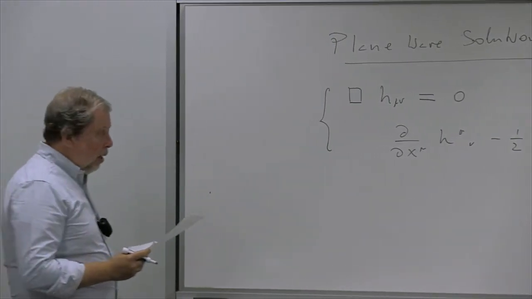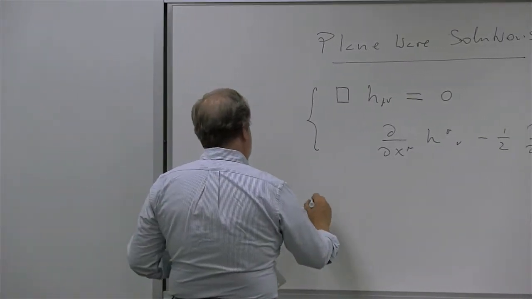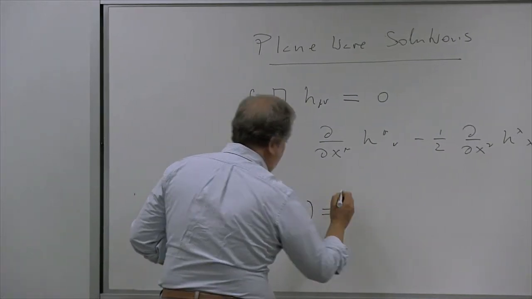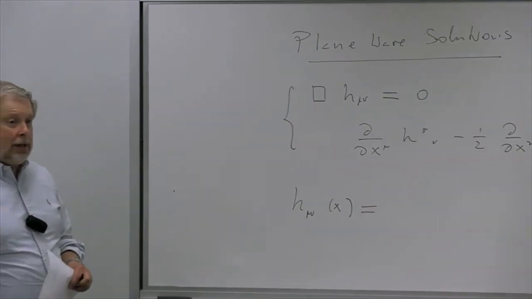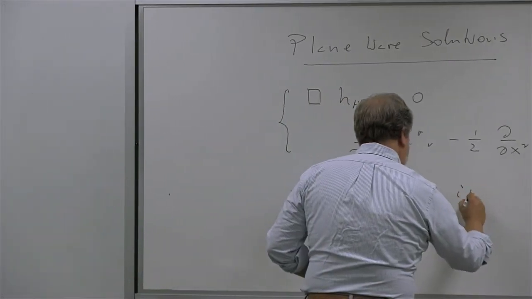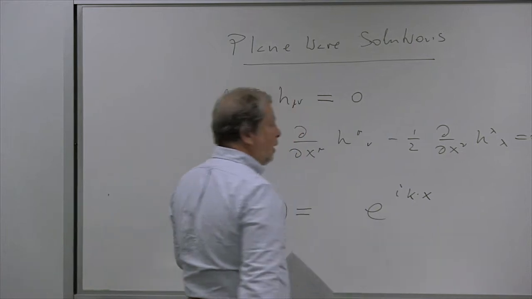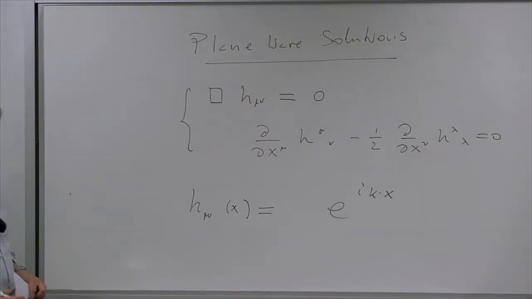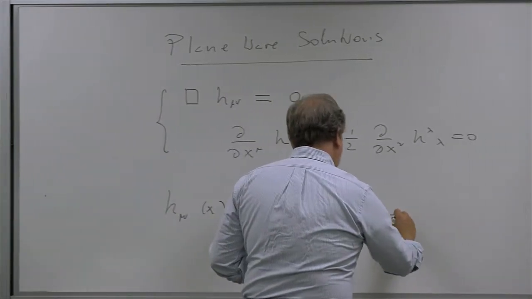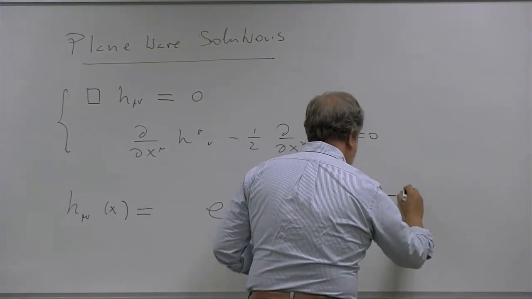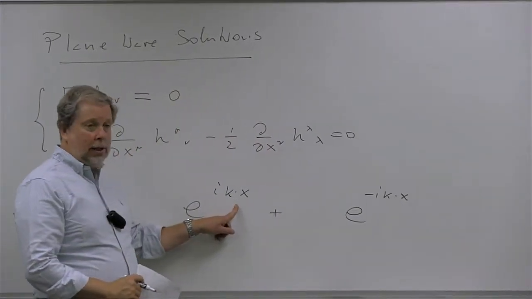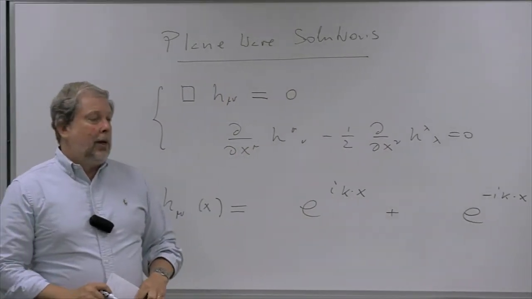And so the next step is to write it as a plane wave. So we take h mu nu of x, and we write it as e to the ikx and e to the minus ikx. So here is our first plane wave, e to the ikx, right? Now, a solution to the wave equation is also e to the minus ikx, so we're also going to have e to the minus ikx. By the way, this is, of course, the Lorentz dot product, right?